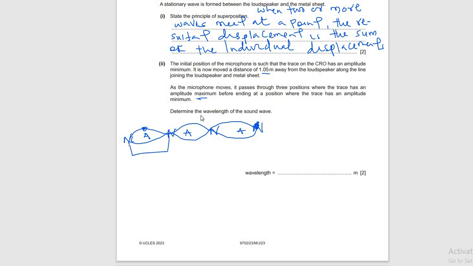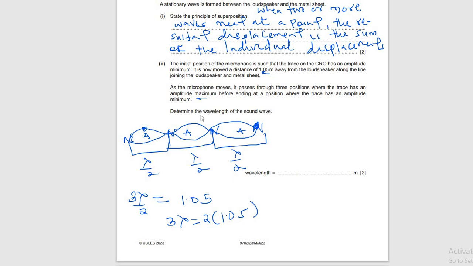So how many nodes do you have here? One node, two. This is 6 nodes. Distance from node to node is lambda over 2. So the total distance here is 3 lambda over 2, which will be equal to 1.05. So when you cross multiply, 3 lambda equals 2 times 1.05. So our lambda is 2 times 1.05 divided by 3. So the wavelength is 0.7 meter.